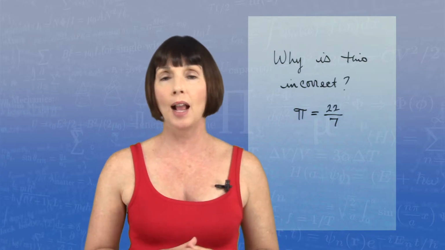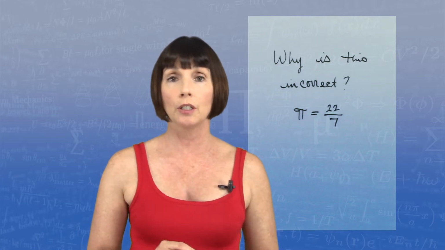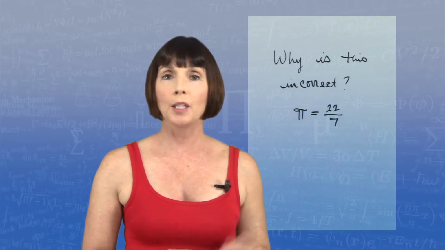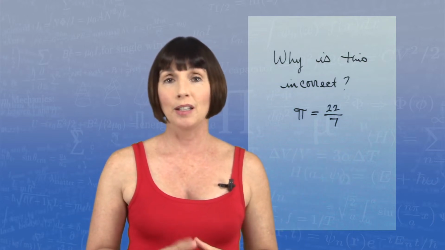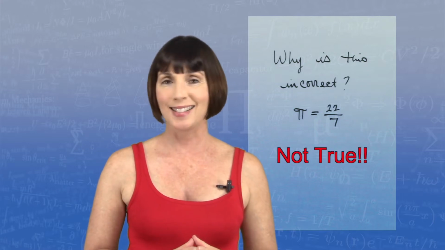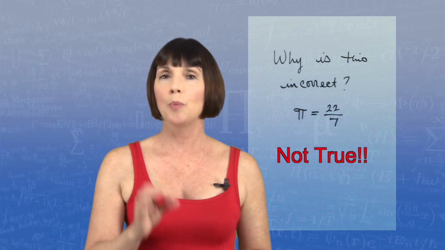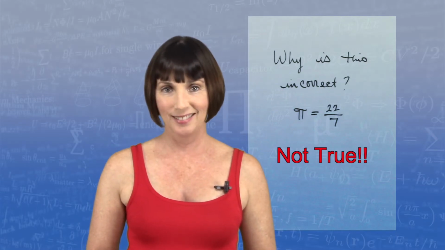Therefore, pi is irrational. 22 over 7 is an integer over an integer, and they're by definition rational. So when you write pi equals 22 over 7, you're saying an irrational number is equal to a rational number, and that's not so. 22 over 7 is a good approximation to pi, but only an approximation. It is absolutely not equal.